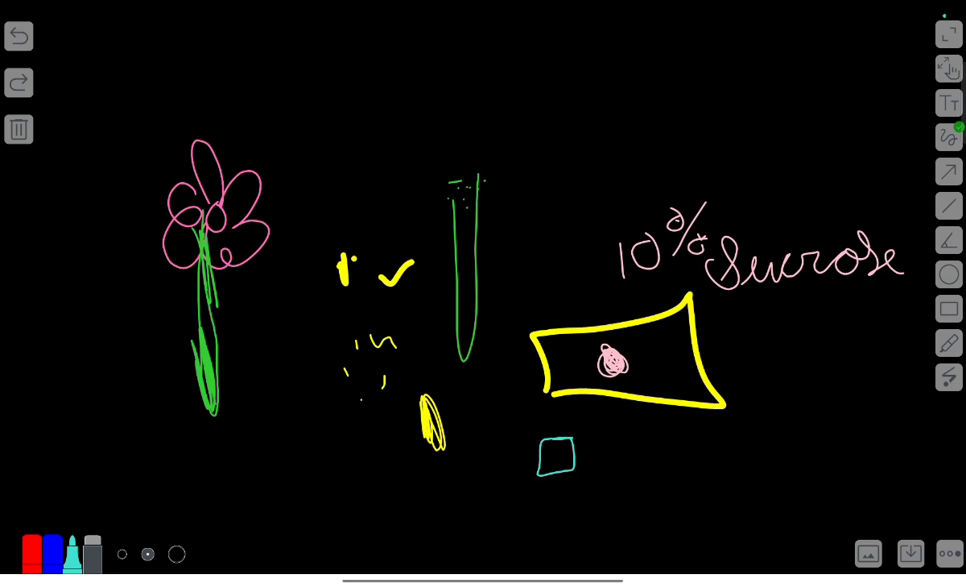Now the next will be the calculation of the pollen germination. We need to calculate the number of pollen grains that are germinated.